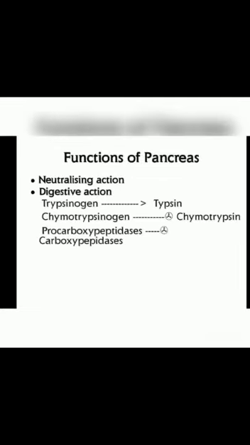Let us look into the functions of pancreas. Neutralizing action. Pancreatic juice is alkaline in nature and acid chyme is rendered alkaline by the strong alkalinity of the pancreatic juice. This alteration of reaction is important for an effective action of pancreatic secretion.